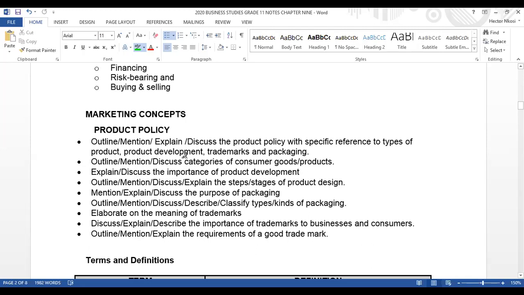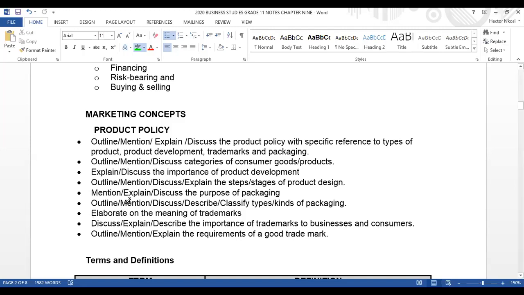Also, you need to outline and discuss the categories of consumer goods or products. You need to explain the importance of product development. You need to explain the steps, stages of product design. Also, you need to explain the purpose of packaging. Why do you package in a certain way and stuff like that? So here, boys and girls, we're looking at the product on its own. We've got different types of products. I'm still going to go deep when we start with our actual lesson, right?